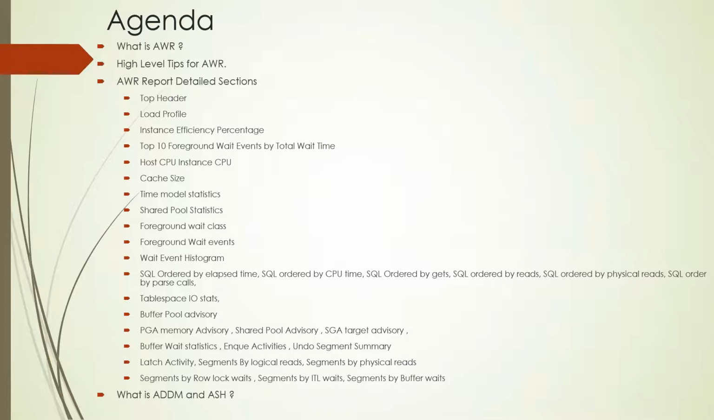You can see I've listed all the things under an Oracle AWR report that are useful for our analysis. From the top header, load profile, time model, statistics, till segments by row lock waits. These are the areas of AWR that we will be going through in detail, each and every section: what it does and how this section relates to identifying your performance issues.